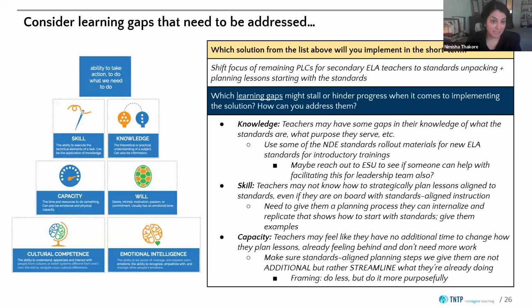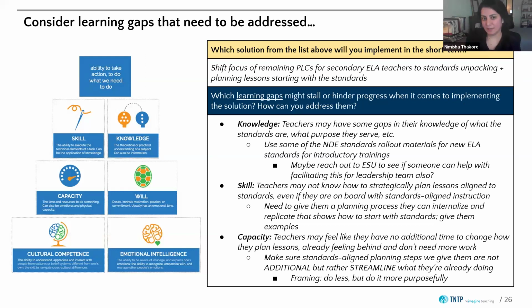If I know capacity is an issue for them, I don't want to give them a huge new thing to do. I want to try to give them a really simple, streamlined process that can help them focus their lesson planning instead of a whole new thing, right? If I know that they don't have the skill to plan lessons backwards from standards, again, maybe I want to give them a 3 to 5 step, here's how to do that. Something simple, straightforward, easy to manage. So just thinking through these learning gaps can help you, again, sort of focus and tailor your solutions.